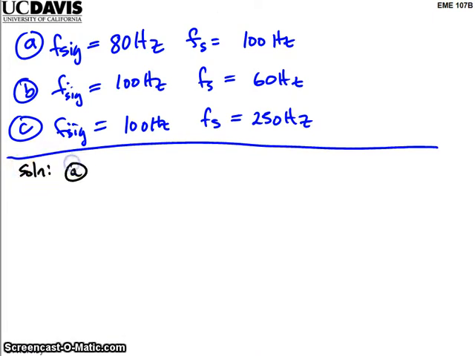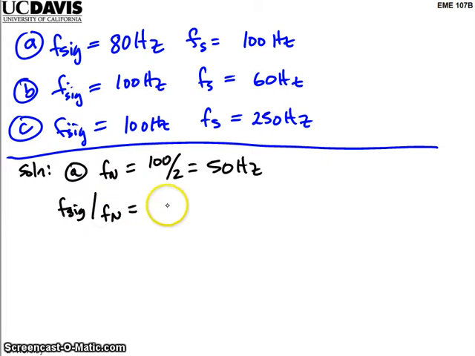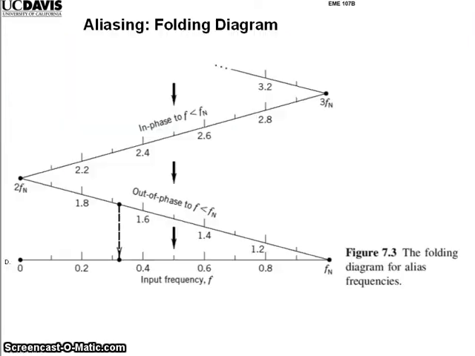to part A. Okay, so the Nyquist rate here is 100 over 2, so it's 50 hertz. And so if we look at the fraction, f sig over f Nyquist, we get 80 over 50, and that works out to be 1.6. Okay, so now I'm going to go back to my folding diagram here, and I have 1.6, and I go down to 0.4.